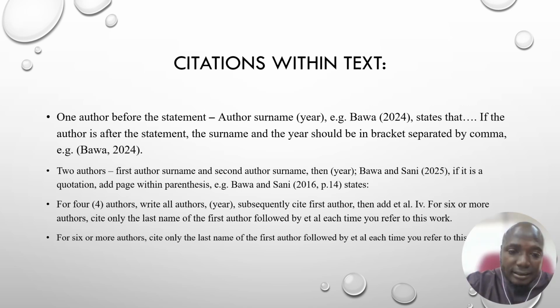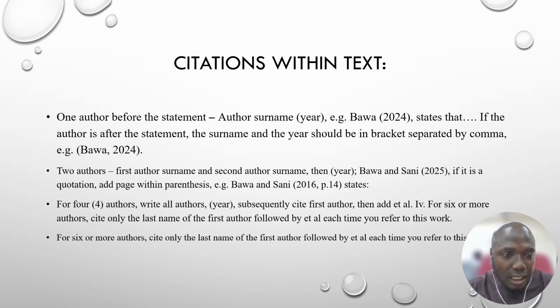But if you write, then you now put Bawa and Sani, this time inside brackets, because it's after the sentence. So after the sentence, you put the name and the year inside the bracket separated by a comma. But if it is before the sentence, then the name, then year inside the bracket and comma, then you now state what you intend to state. Hope you are understanding what I'm saying. If you have any question, you just write it on the group and I will take it.